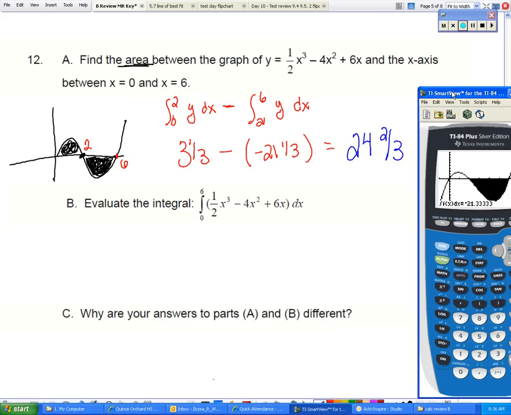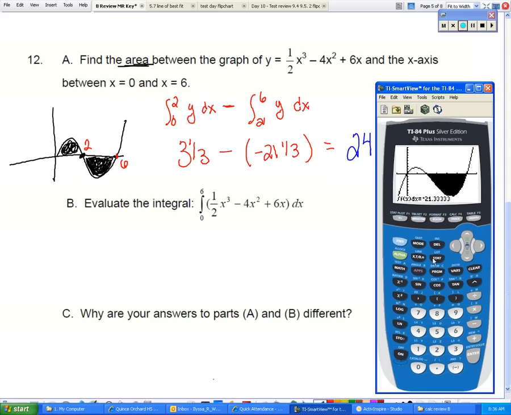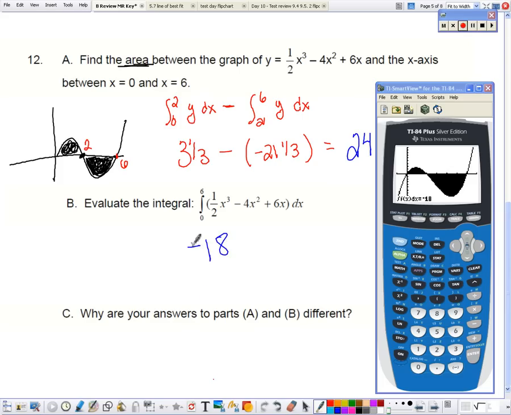Now when we do the whole integral from 0 to 6, I'm expecting a negative value because more of the graph is below the x-axis than above. So that means that the value of just the integral itself is going to be negative because more is below the axis. We get negative 18. Could also calculate that by doing 3 1/3 minus 21 1/3.